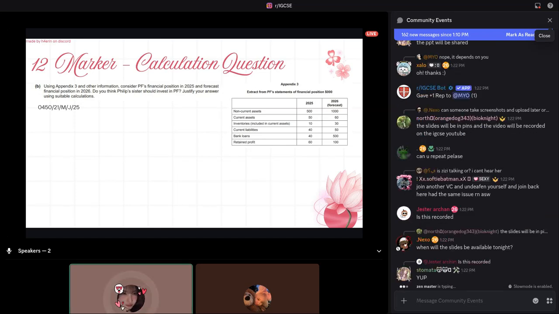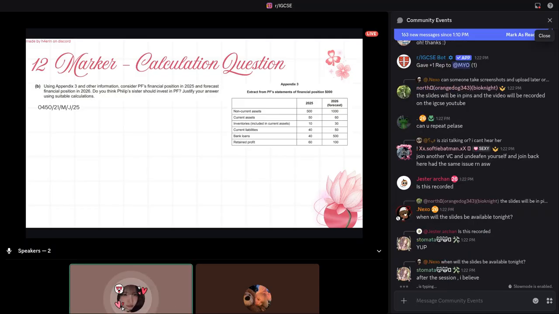So here they're asking to compare the financial position in 2025 and the forecast financial position in 2026. So should Philip's sister invest in PF? So Philip is the owner of PF, by the way. So that means we would have to be evaluating 2025 and 2026, which means we're evaluating two options. First off, 2025. So you can see, as long as I put calculation, it can already award you a level 2 mark. But personally, I'd like to be safe and add for the analysis.